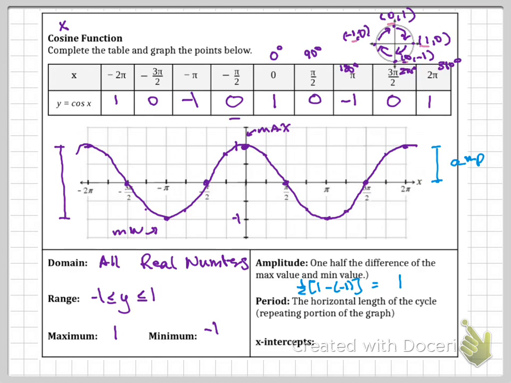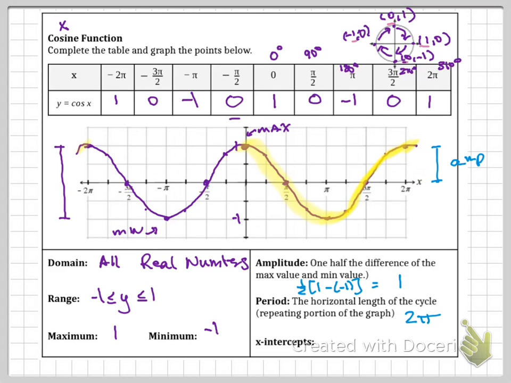The period is the horizontal length of the graph. It's what repeats. So if we start all the way from the left side here, it goes down, then it stops here, then it goes back up, and then it repeats again. So the period we're going to look at is this one here. So we're going to say that our period is 2 pi.